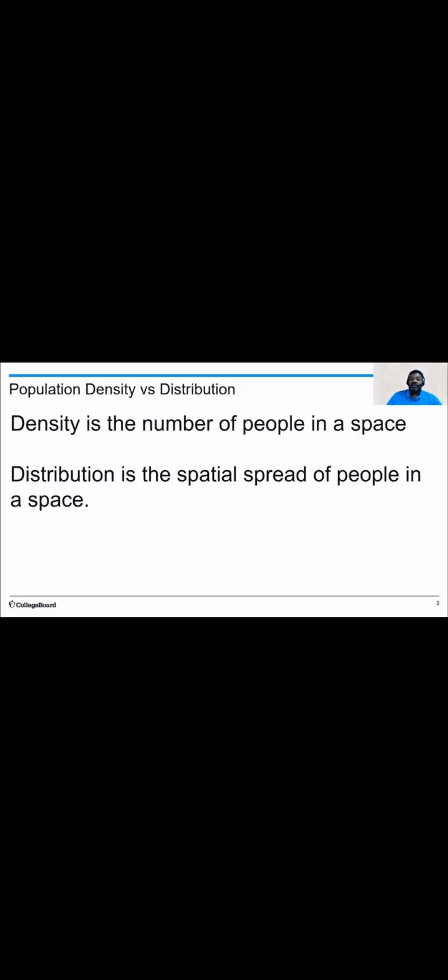We're going to continue our talk about population distribution, topic 2.1. What will we learn? Today we're going to talk about population density. But first, we need to look at density versus distribution. Density is the number of people in a space.